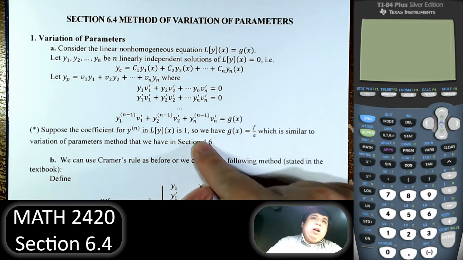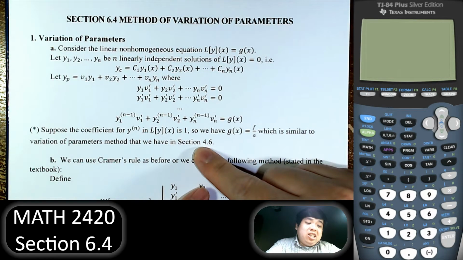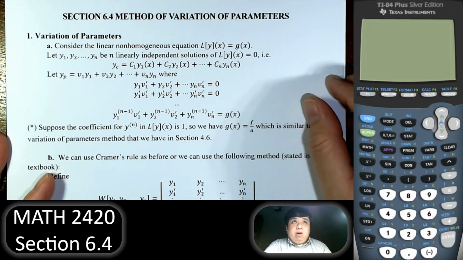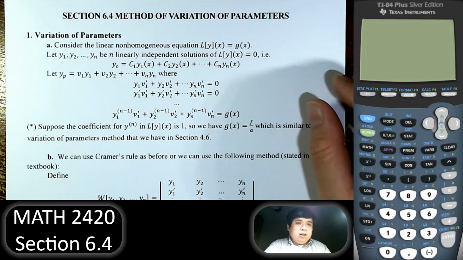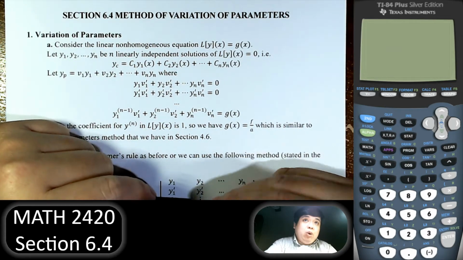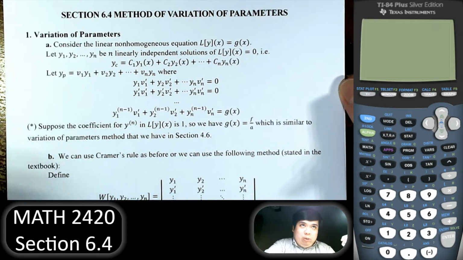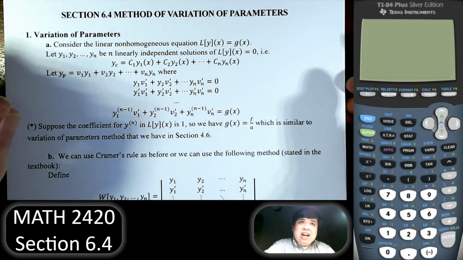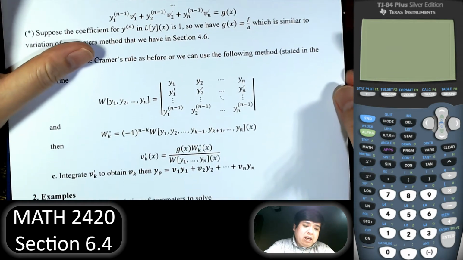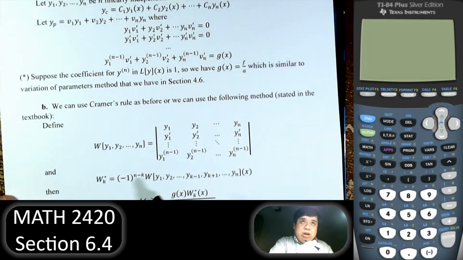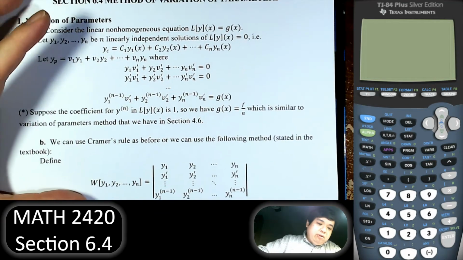Variation of parameters we studied in section 4.6. In that section we only had second order equations, meaning that we only had a 2 by 2 Wronskian, and we used Cramer's rule. So it's pretty much exactly the same thing, we just set up the variation of parameters still in this form.